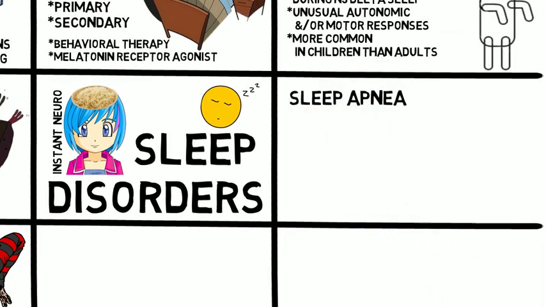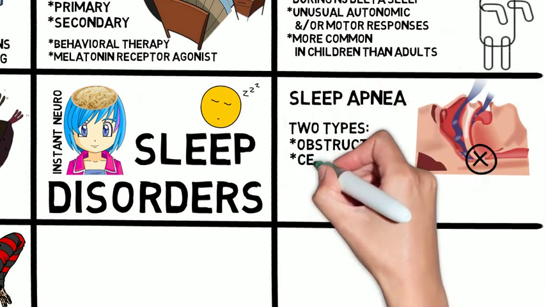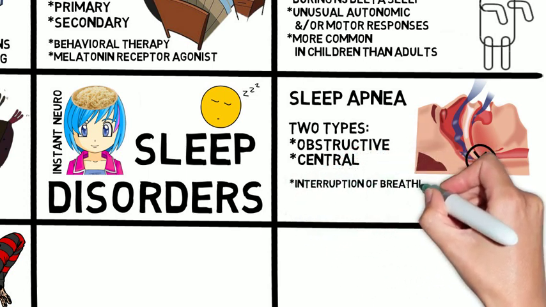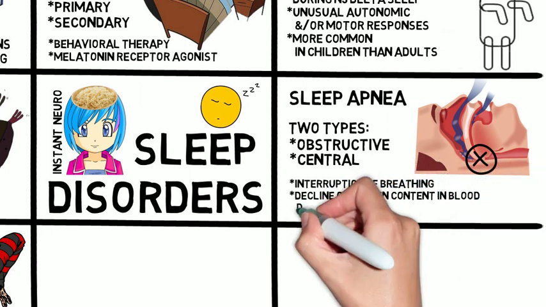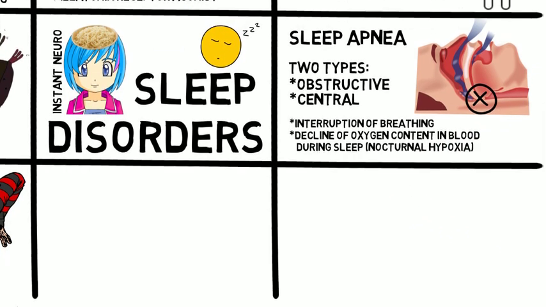Sleep apnea can be one of two types: obstructive, where there is a physical obstruction to the airway, or central, which is associated with brainstem respiratory neurons. Sleep apnea is characterized by an interruption of breathing and an associated decline of oxygen content in blood during sleep. This is called nocturnal hypoxia.